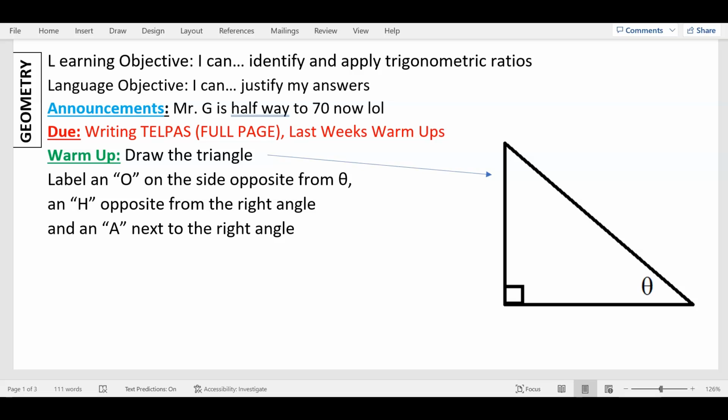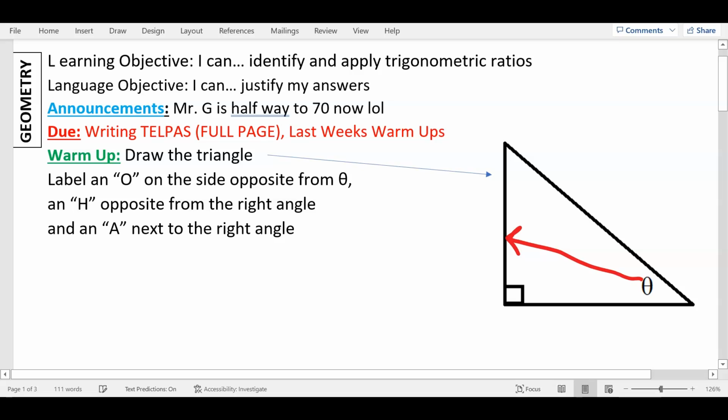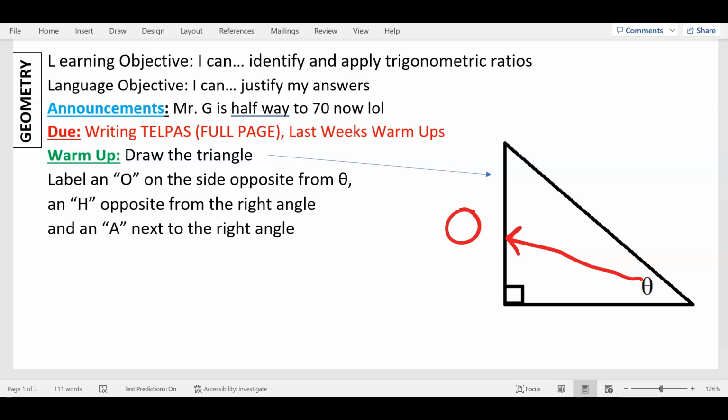Now, from that angle, theta, I wanted you to label O, H, and A. O stands for opposite. So when I think of opposite, I'm thinking of drawing through the middle of the triangle. From here through here, did everyone put an O there? You can get a new note sheet, one more sheet. So everyone was able to put O across from the theta.